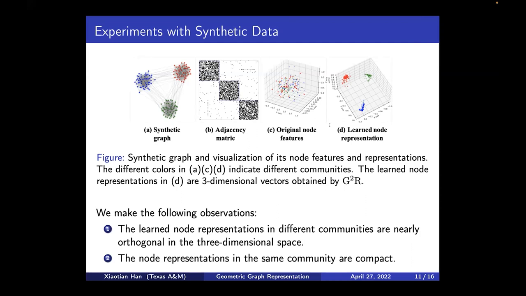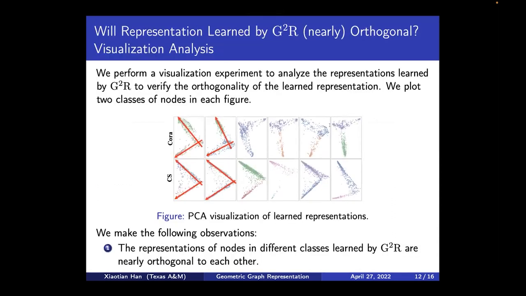Actually, from this 3D visualization figure, we can see these three subspaces are nearly orthogonal, and the node representations in the same communities are compact. We also conduct some experiments to show that the node representations learned by our model are nearly orthogonal in real world graphs. We plot some figures here, and we plot two classes of nodes in each figure. Look at the red arrow here. We can see that the node representations are nearly orthogonal to each other in two real world data sets.